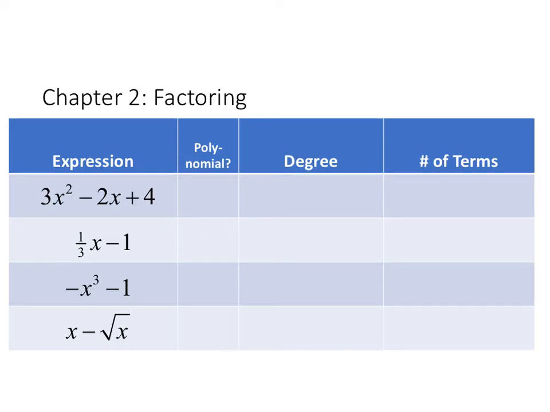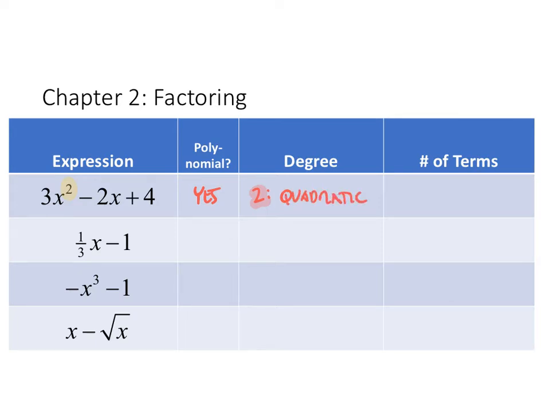We're going to review factoring polynomials, but first let's get some vocabulary reviewed. So the first expression here is a polynomial, and the degree of the polynomial is the highest power of the polynomial. So this polynomial has a degree of 2, which means that we call this a quadratic.